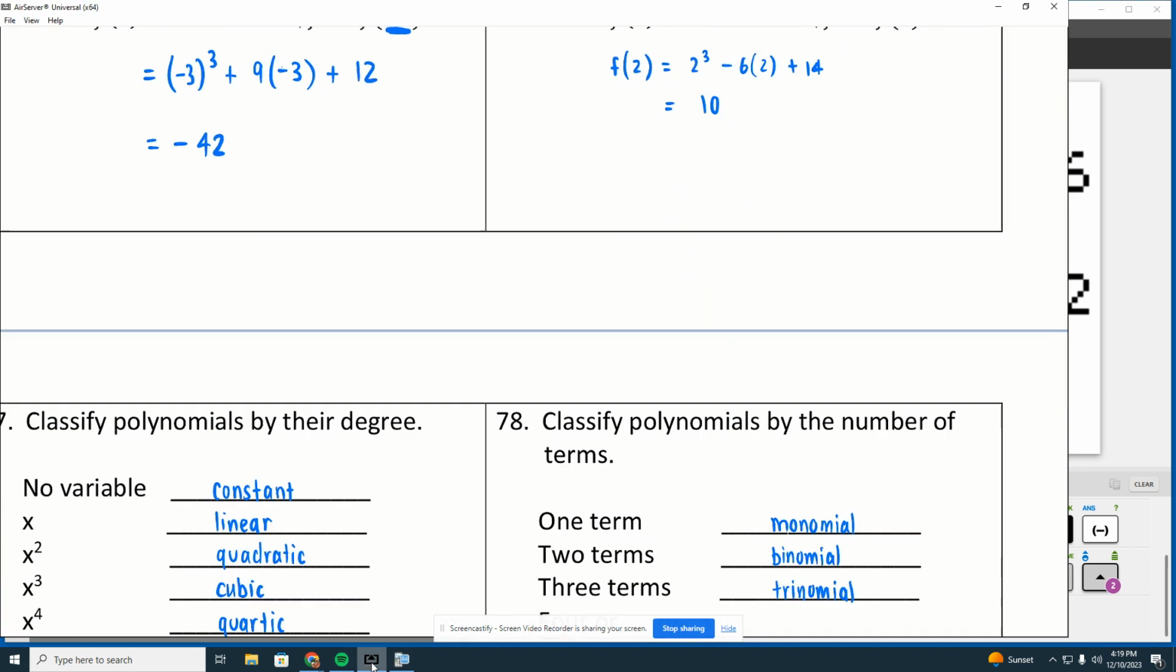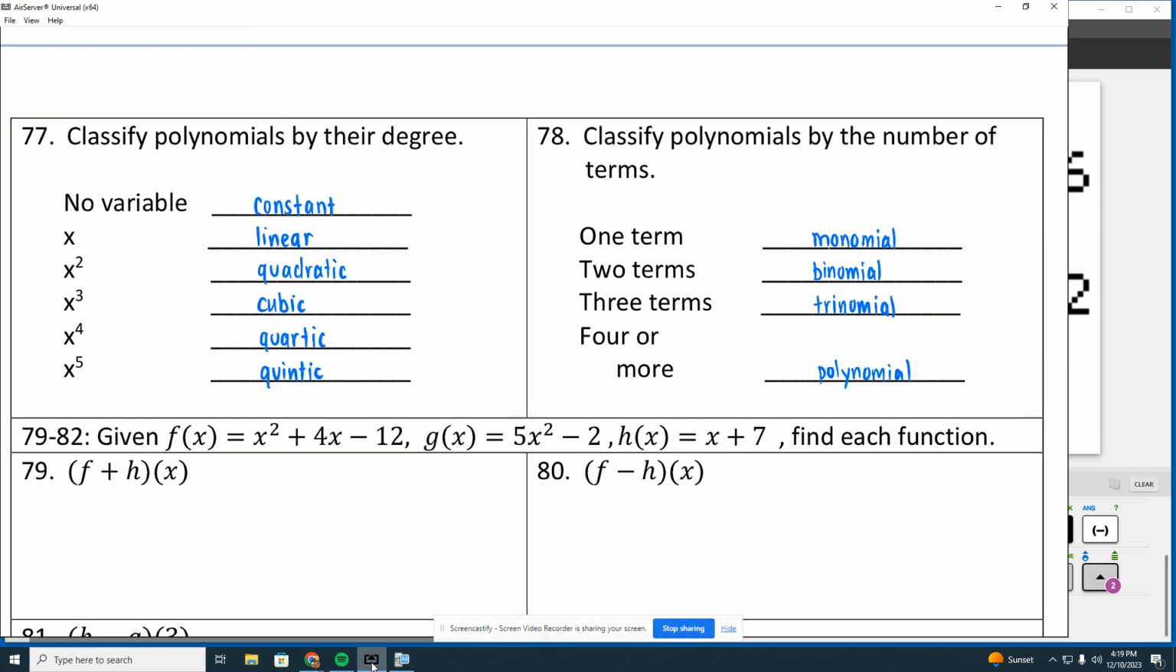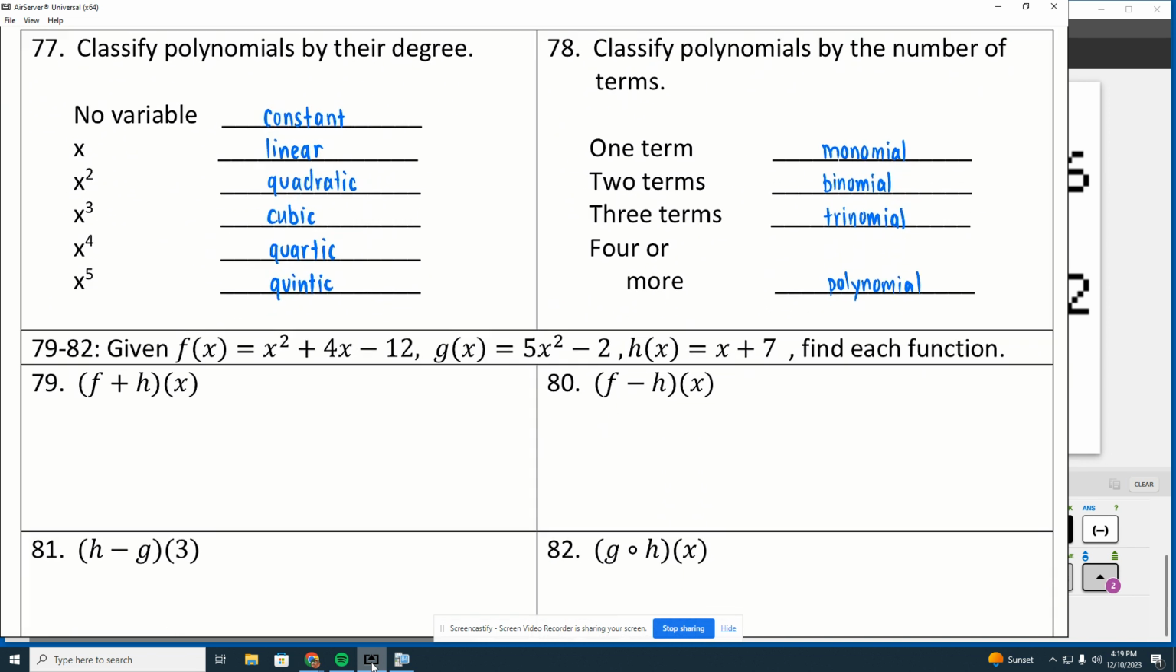Okay, sorry about that. All right, number 77 and 78. There are a couple of questions on the EOC test, the final exam, that ask you to pick the name that represents a certain polynomial. So you have to decide whether it's constant, linear, quadratic, cubic, quartic, or quintic, and whether or not it's monomial, binomial, trinomial, or polynomial. So there's those. Once again, hopefully you guys recall those, but just know you're going to have a couple questions on here.